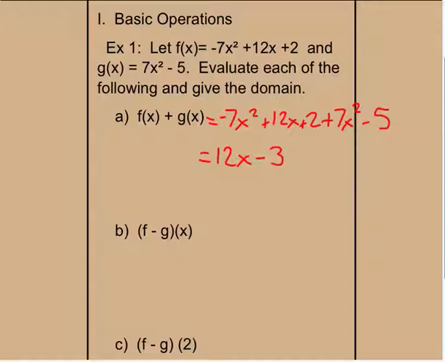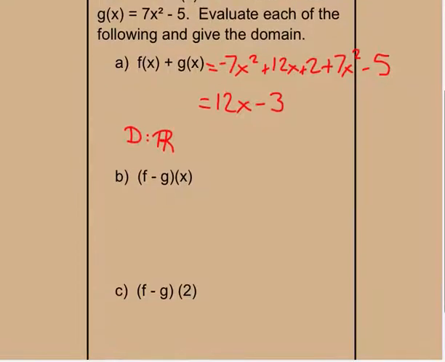When we're looking at the domain of a function, we have to also think about the original functions, not just the final answer. So if we look at 12x minus 3, the domain is all real numbers. But we have to also look at the f of x and g of x functions, but those domains are also all real numbers.